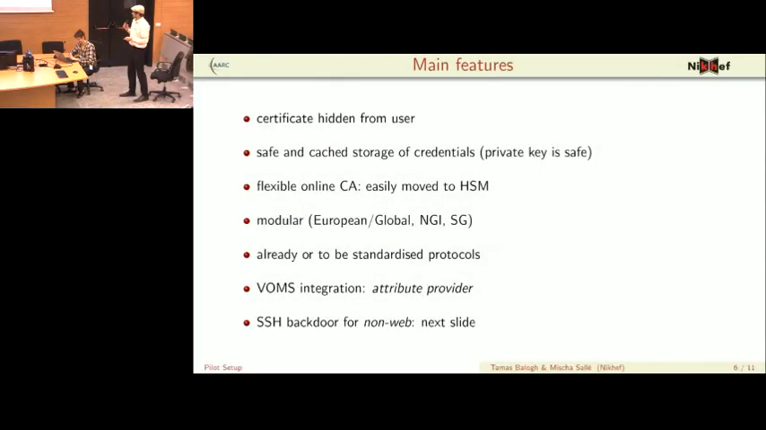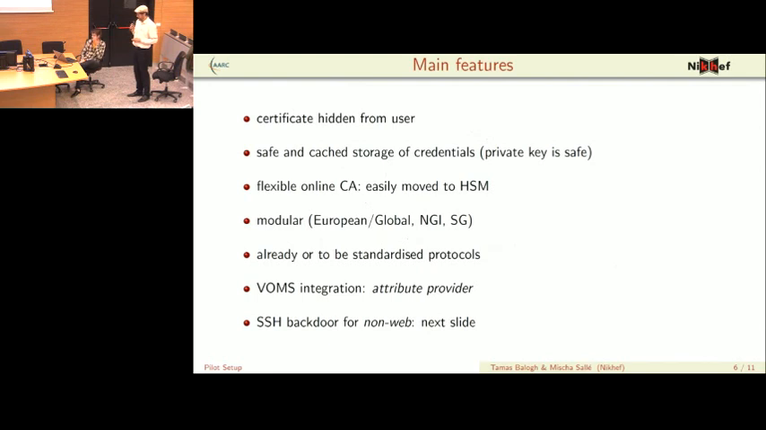So the main features of the setup are basically, well, the certificate is hidden from the user. I mean, we now showed it in the VO portal, but normally this would not happen. It would be saved to disk somewhere. All the private keys, except the one from the VOMS proxy, are saved in my proxy store and are as such in a very safe place.